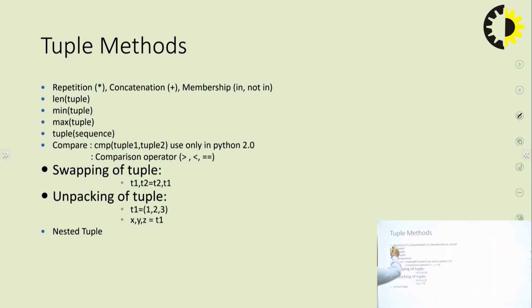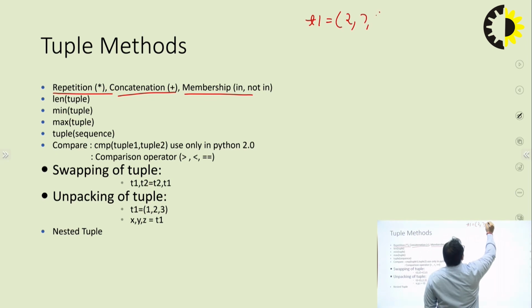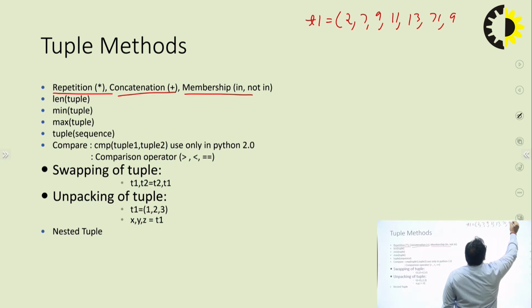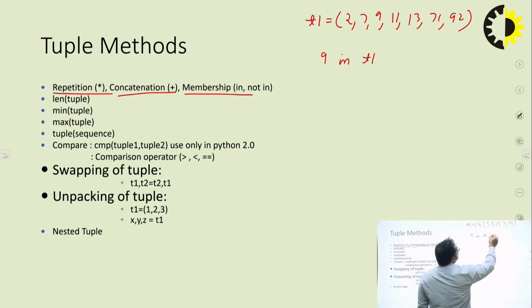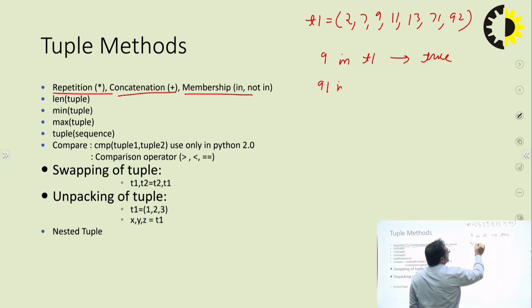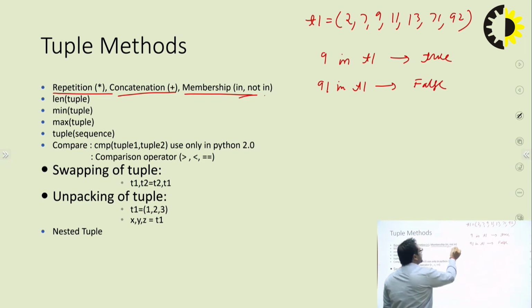Methods: repetition already discussed, concatenation, and you can use the membership operator. Suppose I have a tuple like 2, 7, 9, 11, 13, 71, 92. If you want to check whether an element is there, I can write 9 in T1. It gives True. If I write 91 in T1, it gives False. So the membership operator is used to check membership in a tuple.